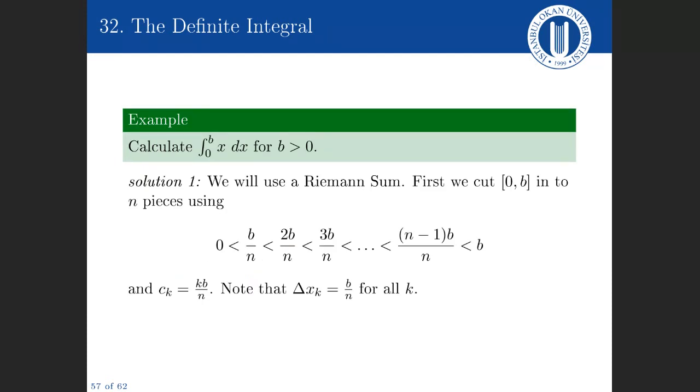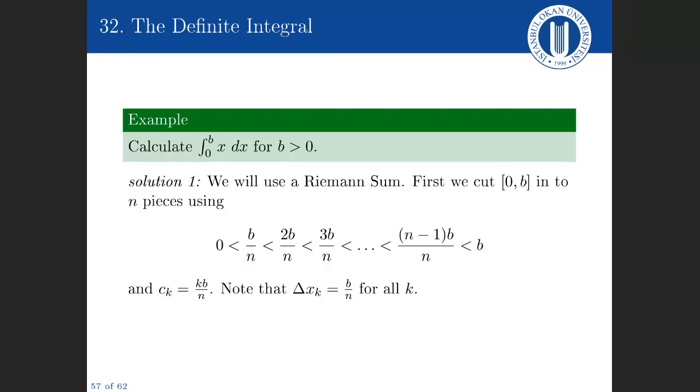Calculate the integral from 0 to b of x dx for some number b which is greater than 0. I'm going to solve this problem two ways. For the first solution, I'm going to use a Riemann sum.